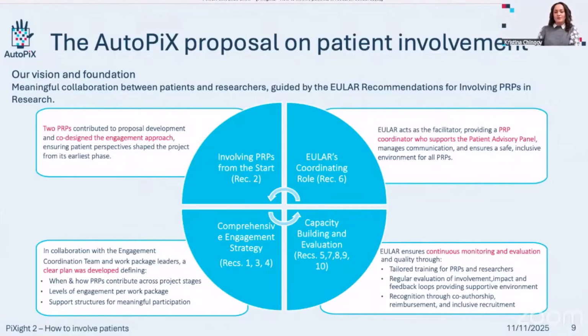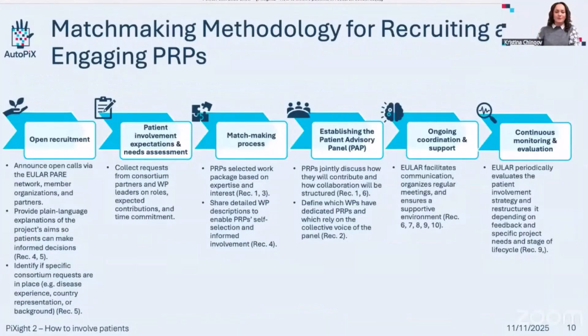And of course, we highlighted the continuous monitoring and evaluation in the project, which is also assigned to specific milestones in the project proposal. And with this, we also followed our standardized matchmaking methodology, which I thought would be beneficial to be shown both to researchers, but also to anyone from the overall public who wants to conduct meaningful patient involvement. So on the next slide, you will see our matchmaking methodology and how we actually did it for AutoPiX.